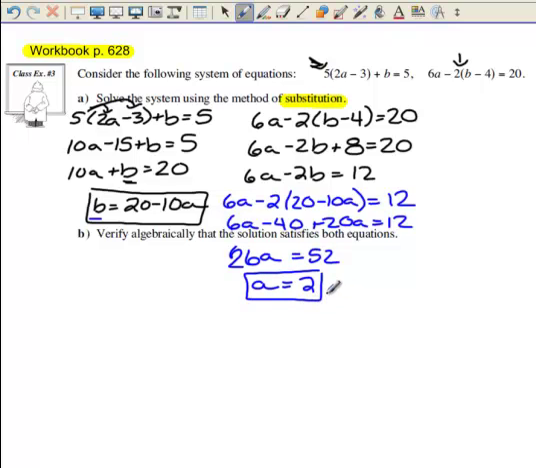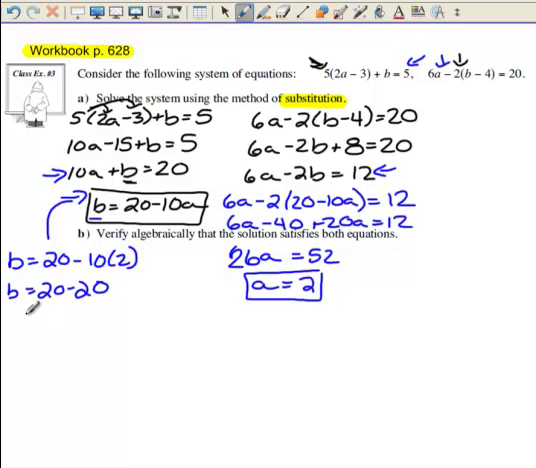Now I'm going to take that value back to one of my original equations. You can go right back to the beginning if you want, or you can go to one of these equations, or even there. So any form of the equation as you went. For me, I'm just going to choose this one here that already had the b isolated. b equals 20 minus 10 times 2. So b equals 20 minus 20. So in this case, I'm getting a value of 0 for my b.